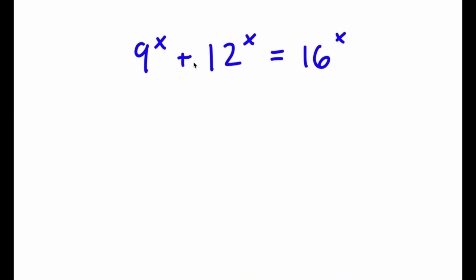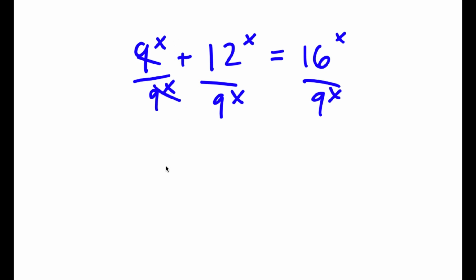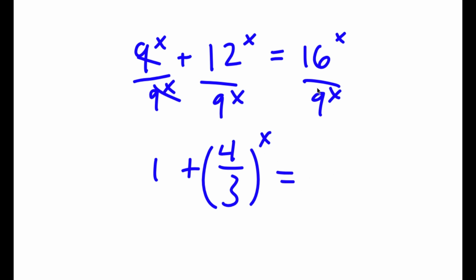Alright, so in this problem I have 9 to the power of x plus 12 to the power of x is equal to 16 to the power of x. So I'm going to first start by dividing every term by 9 to the power of x. So 9 to the power of x over 9 to the power of x, those two cancel out. So I have 1 plus (12 over 9) to the power of x, which simplifies to (4 over 3) to the power of x. And 16 over 9, which simplifies to (4 squared over 3 squared) to the power of x.